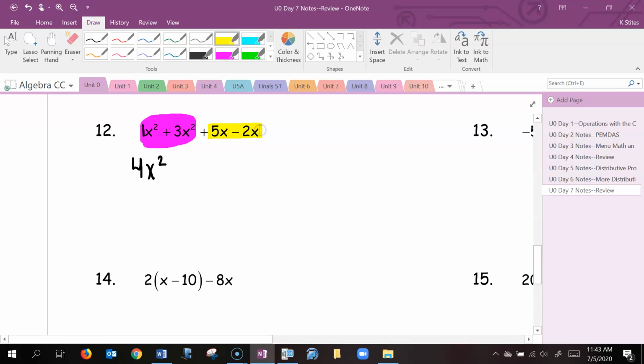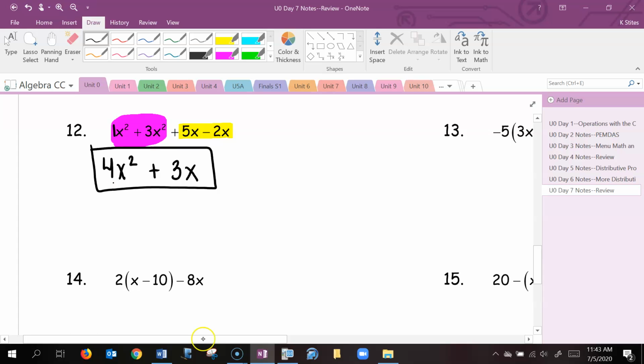And then we have 5x minus 2x. 5 minus 2 is 3. Okay, so this is your final answer. Don't lose your x's and don't combine these two.